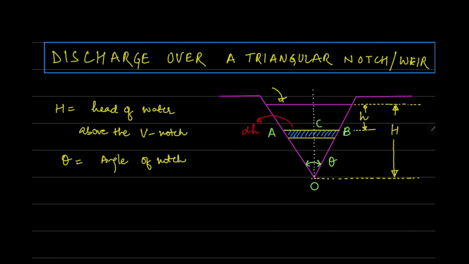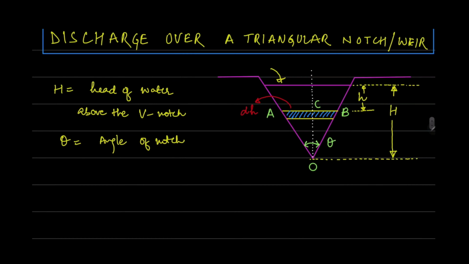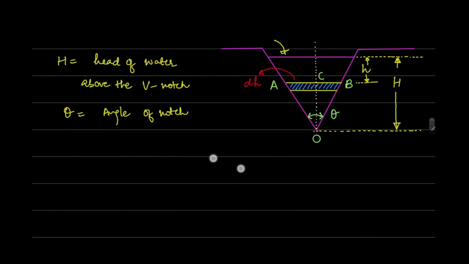So for the derivation, we are considering any random strip in this notch. So we are taking a strip which is A, C and B. This strip is at a height of a small h from the top surface of the fluid flow. So this strip ACB has a width of dh.